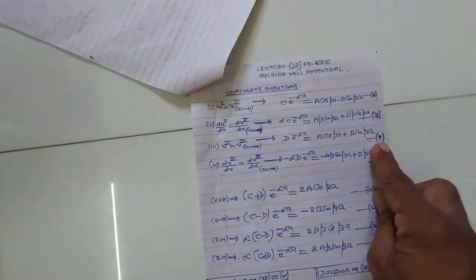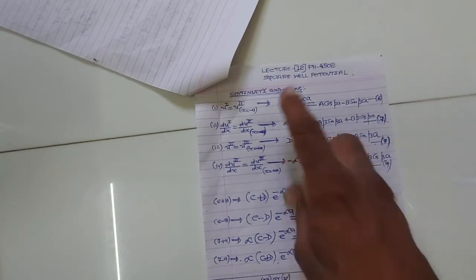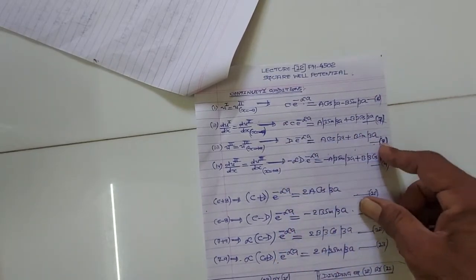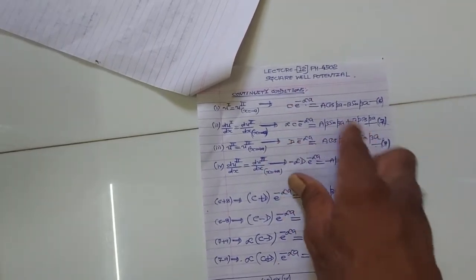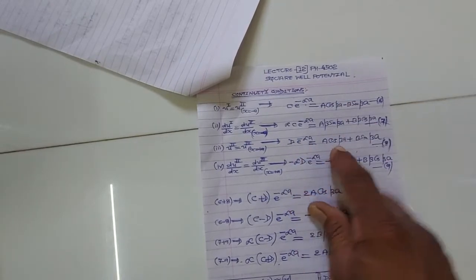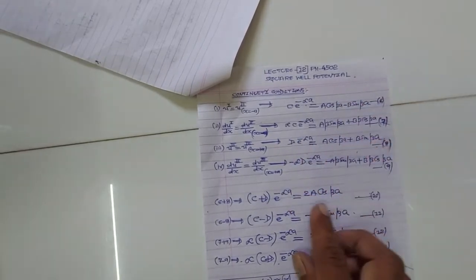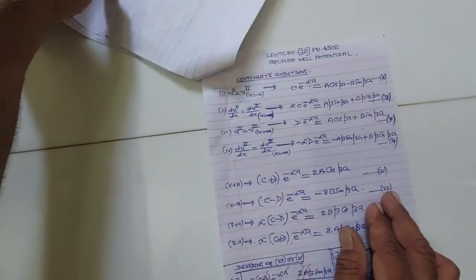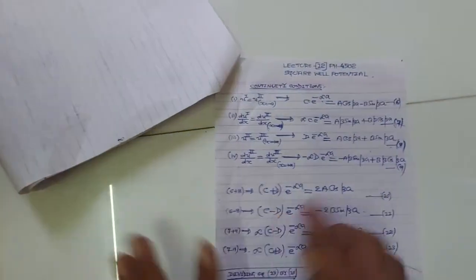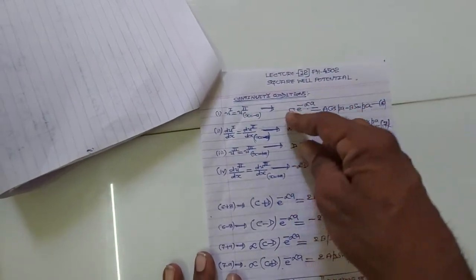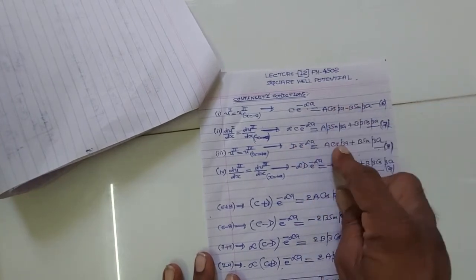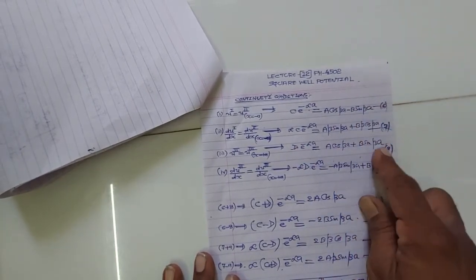What is equation 11? That is 6 minus 8. What is 6 minus 8? 6 minus 8 gives c minus d e raised to minus alpha. a cos beta is cancelled. Minus b sin beta minus b sin beta gives minus 2b sin beta.